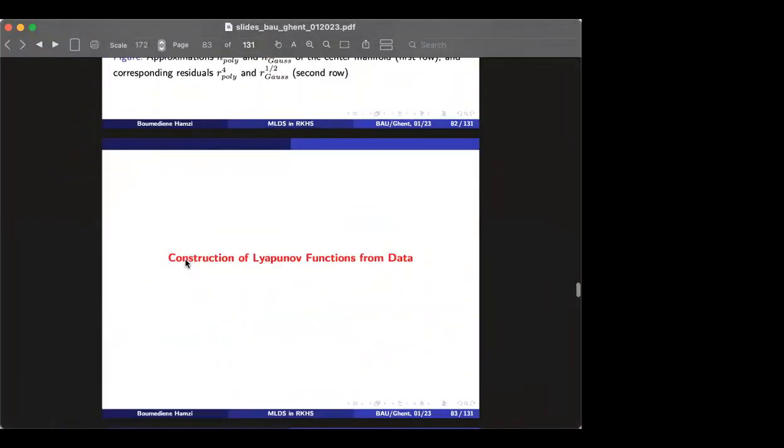Yeah, so you told me, is it over now? What time? Hamzi, how much time do you need? Okay. Well, I have a lot of slides. Yeah, so I can stop here, or I can add 5 minutes for Lyapunov functions. Do you want to see Lyapunov functions, or do you want me to stop here?